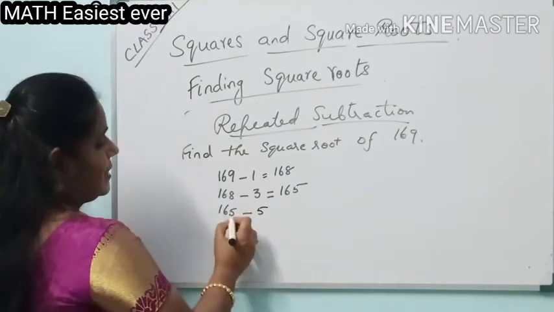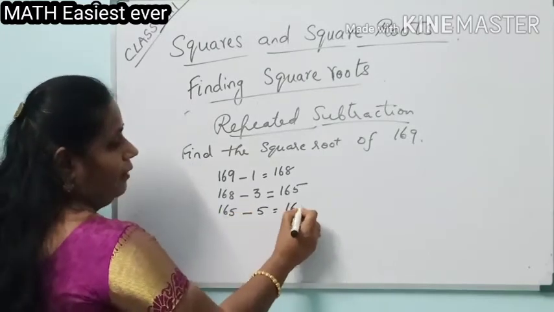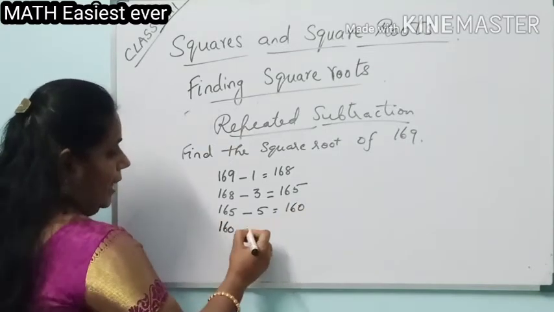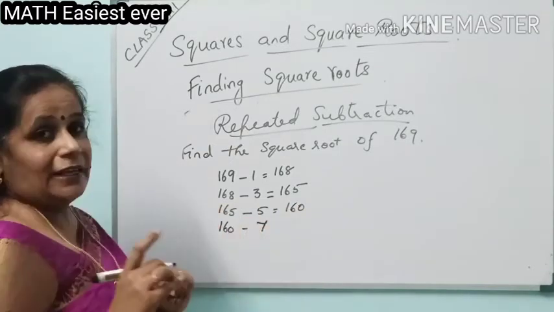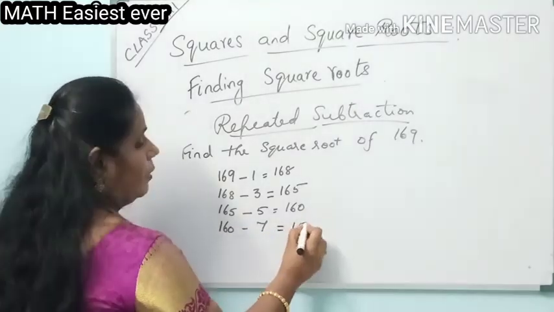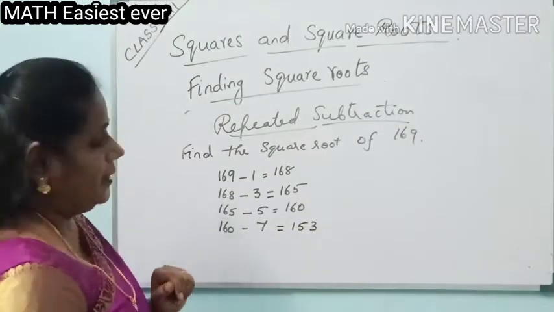Okay. So 165 minus 5 will give me 160. What is the next number? 160 I'll take and subtract with the next odd number. The next odd number is 7. So 160 minus 7 will give me 153. Isn't it? Yes.